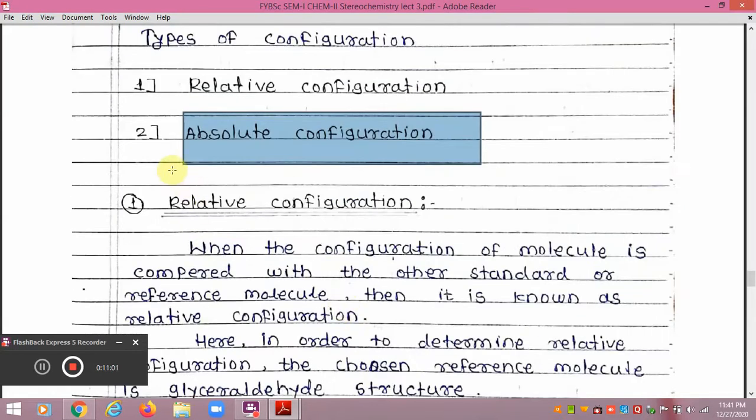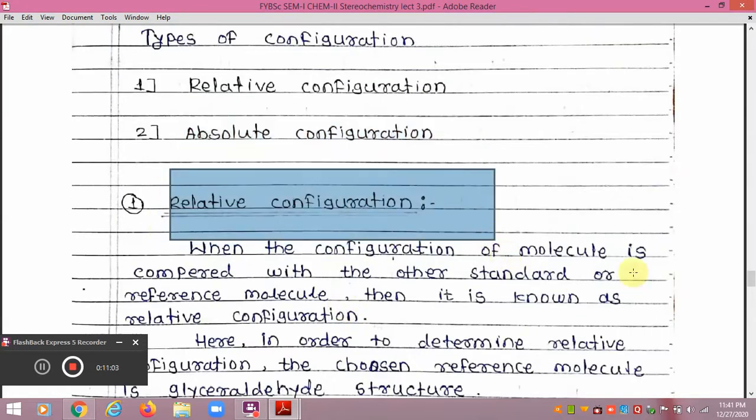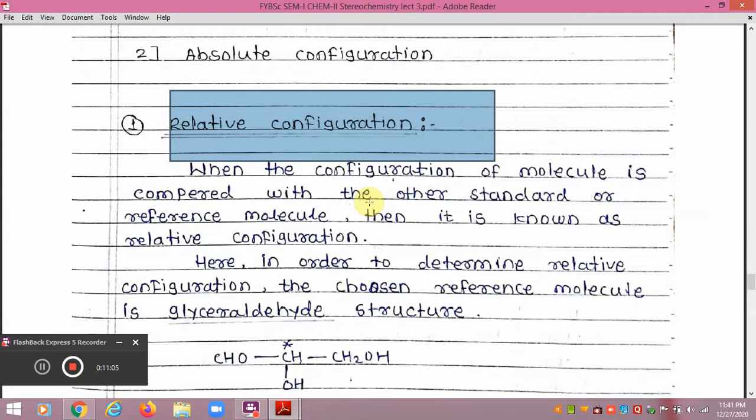First of all, we will talk about the relative configuration. When the configuration of a molecule is compared with the configuration of some other standard or reference molecule, then it is called relative configuration.